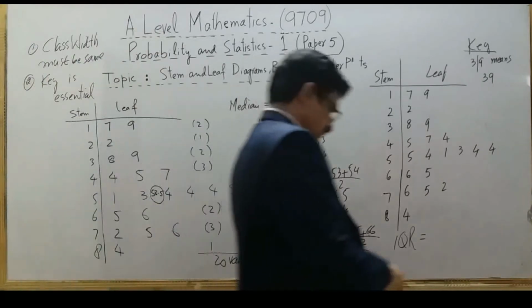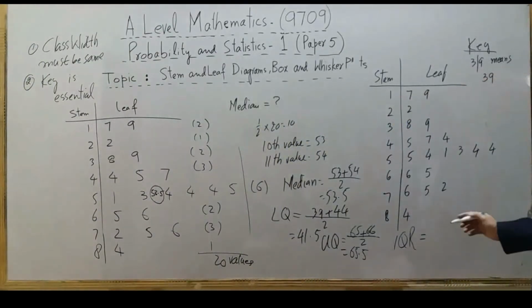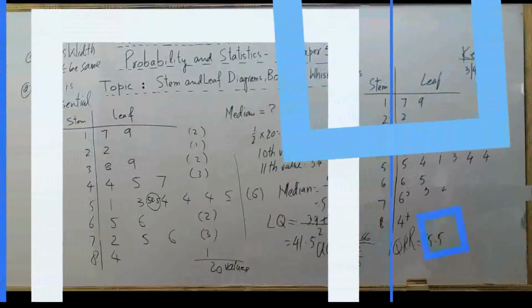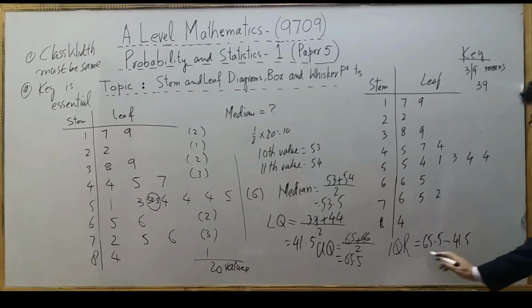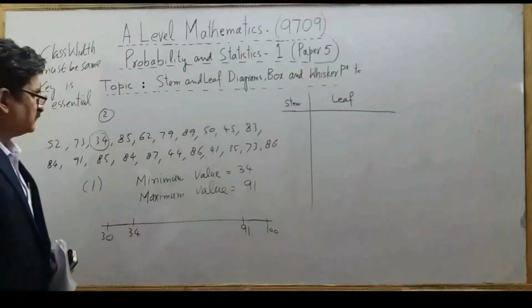Now how will you find the interquartile range? Interquartile range is, you know, upper quartile minus lower quartile, 65.5 minus 41.5. It will be 24. Okay, example 2.